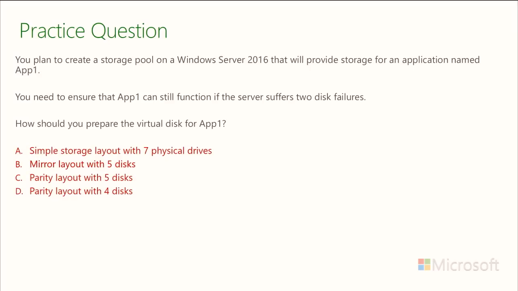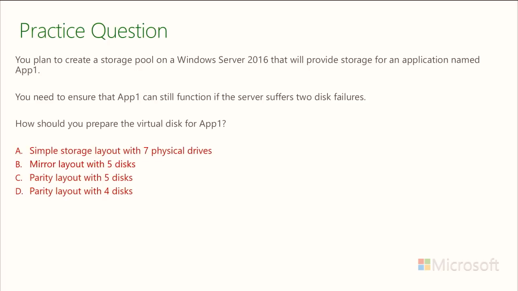So we'll end with the practice question, and we'll want to ask it here. You plan to create a storage pool on a Windows Server 2016 server that will provide storage for an application named App1. You need to ensure that App1 can still function if the server suffers 2 disk failures. How should you prepare the virtual disk for App1?